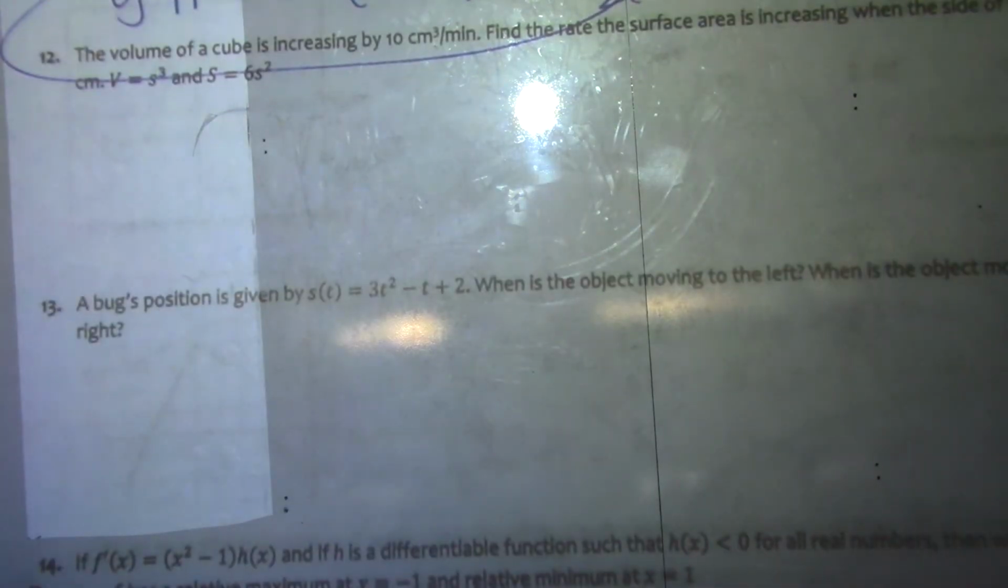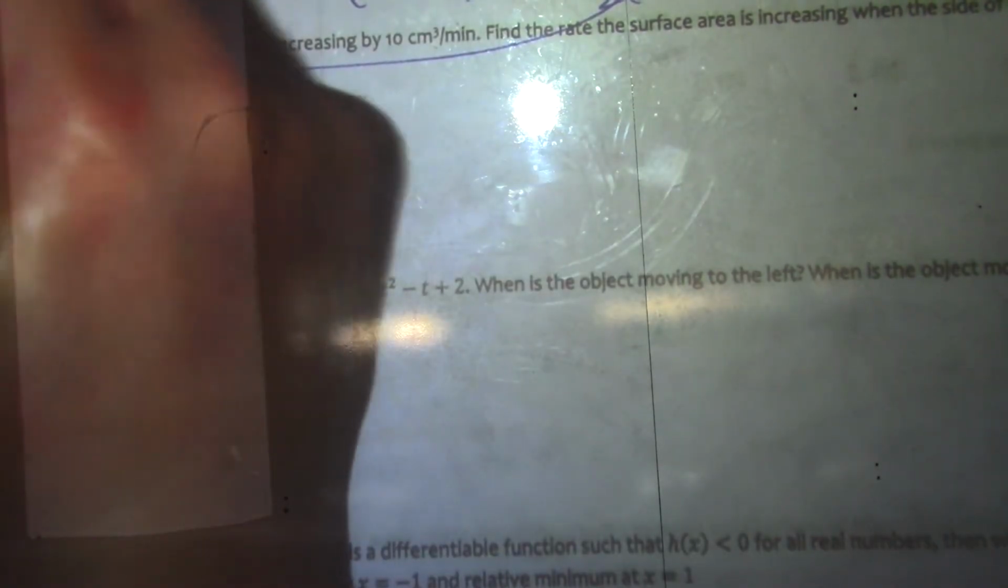Volume of a cube is increasing by 10. So this is dV/dt is 10.